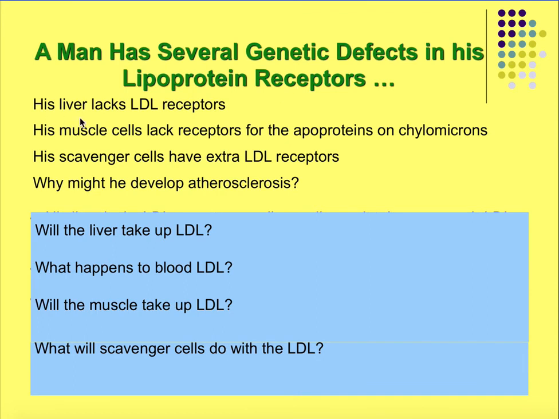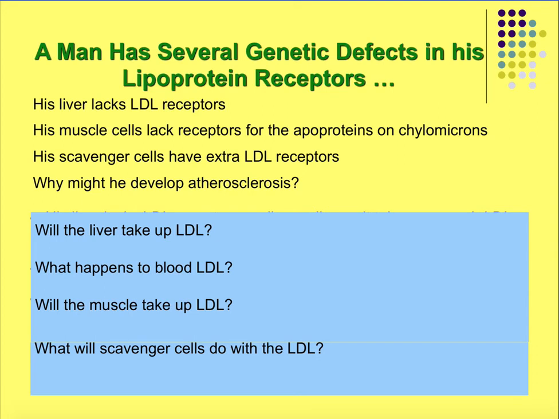So here is a fictional scenario, but this man has several genetic defects in his lipoprotein receptors. His liver lacks LDL receptors, and if you recall, the liver requires LDL receptors to pick up lipids. His muscles lack the receptors for the apoproteins on chylomicrons. And again, if you recall, when we absorb the lipids, we absorb them as chylomicrons, and then the chylomicrons will deliver some of the lipids to adipose tissue as well as muscle tissue. Here, he lacks the receptors for the muscles to take it up. His scavenger cells, his white blood cells, have extra LDL receptors.